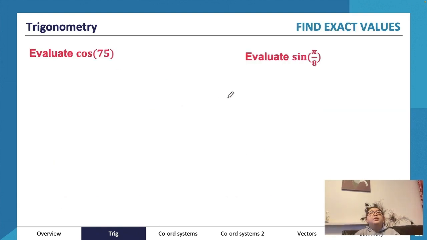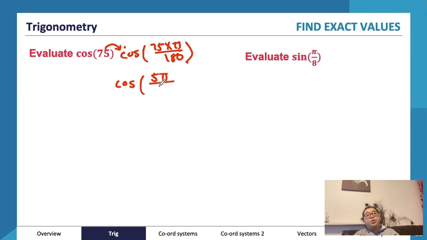Alright, so we've got two questions here. We have cos 75 degrees and sine pi on 8. So cos 75 degrees is going to be equivalent to cos of 75 times pi on 180. So that's going to be equivalent to cos of 5 pi on 12, right? Because essentially you divide both by 15, and if you divide 15 into 180, it'll give you 12, and if you divide 15 into 75, it'll give you 5 pi on 12. So that's the angle we want. And we want to think about this.